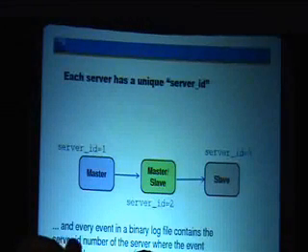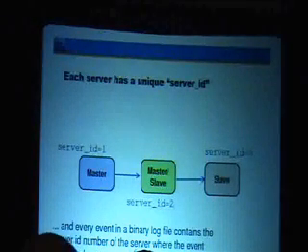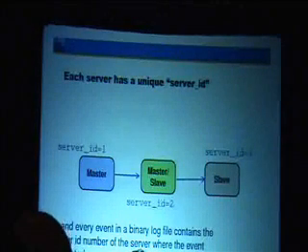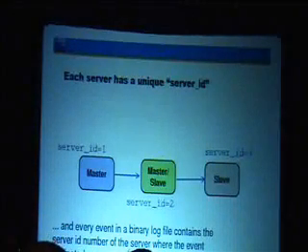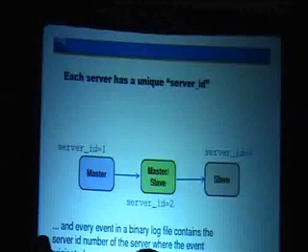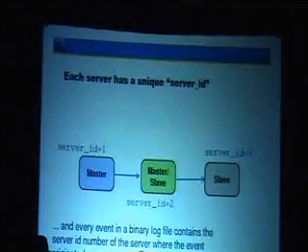Okay, so each server should have a unique server identity so we can distinguish them. In this example, we just put different numbers on them. Every event in the binary log contains this server ID, so we can look at the changes which are being replicated and see who created each one from the start.